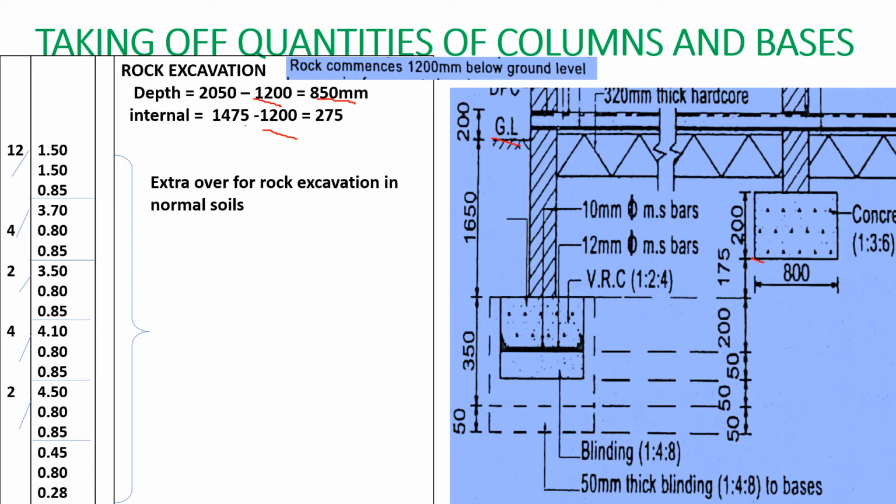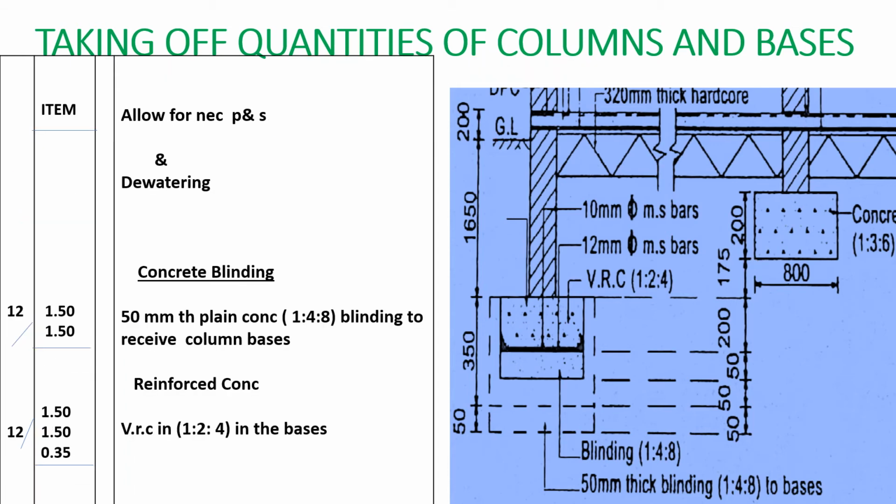This is for in the columns. 1.5 by 1.5 by 0.8 was the size of the column. And then we book the trenches. We had the length as we had calculated them earlier. 3.70 by 0.8 by 0.85, 3.5 by 0.80 by 0.85, 4.10 by 0.8 by 0.85, 4.50 by 0.80 by 0.85, 0.4, this is now for the internal, by 0.8 by 0.28. And then we say extra over for rock excavation in normal soils. Now let's proceed. Item, we allow for necessary planking and strutting, and then upkeep, the dewatering.